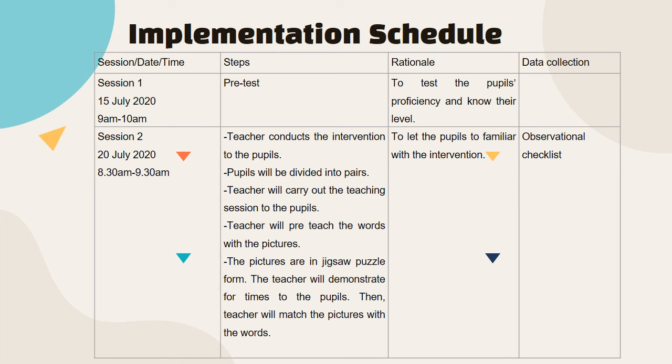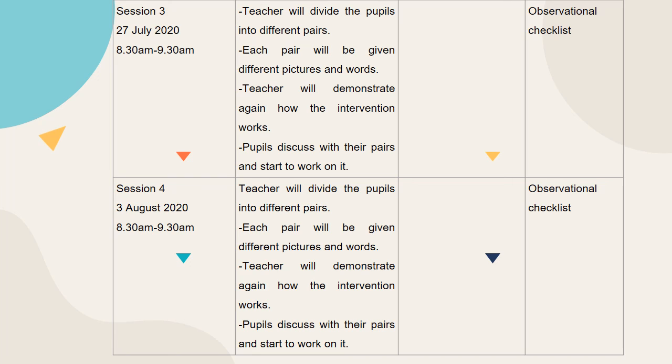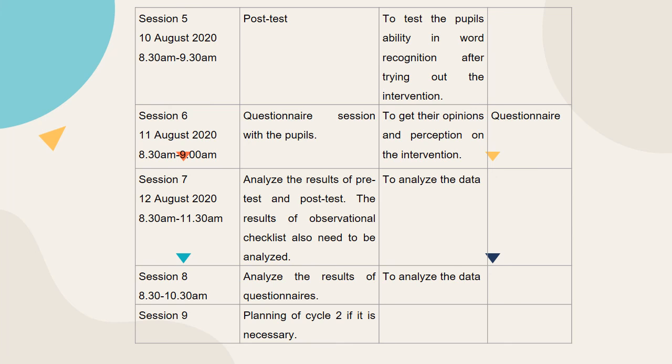And this is the implementation schedule in my research proposal. The pre-test will be carried out, and after that, the teacher will conduct the intervention and divide pupils into pairs. The teacher will carry out the session with the pupils and observe them by using the observational checklist. This will proceed to session 3 and session 4 also. For session 5, the post-test will be conducted, and session 6 is the questionnaire session with the pupils.